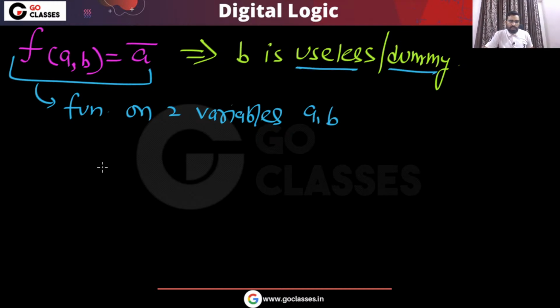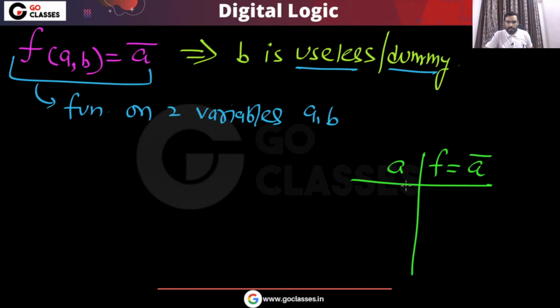If you make the truth table, see what will happen. If you see the truth table of this function, it will be like this. Actually this function only depends on a. If a is 0, then the function will be 1. If a is 1, then the function will be 0. This is what is actually happening. You can notice this f is only depending on a. So if a is 0, then f will be 1.